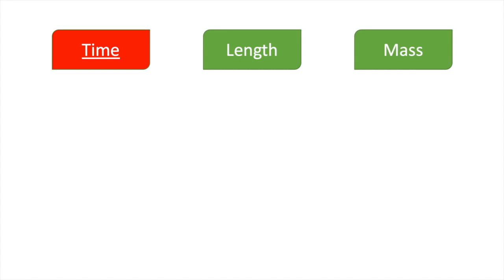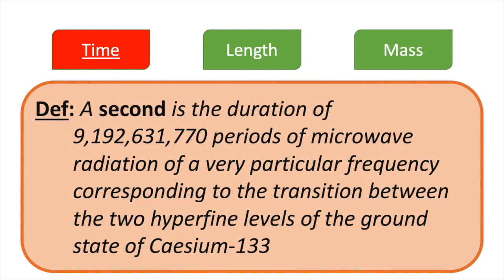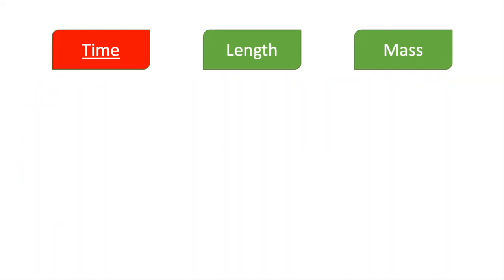But for now, we've agreed that 1 second is defined to be the duration of 9,192,631,770 periods of microwave radiation of a very particular frequency corresponding to the transition between the two hyperfine levels of the ground state of the cesium-133 atom. Well, first of all, don't worry about writing that down or even understanding what that means exactly. Nobody is going to test you on the precise definition of 1 second. Well, hopefully anyway. But it is important to know that the second is the base unit for the fundamental quantity of time, and that it is defined very, very precisely.